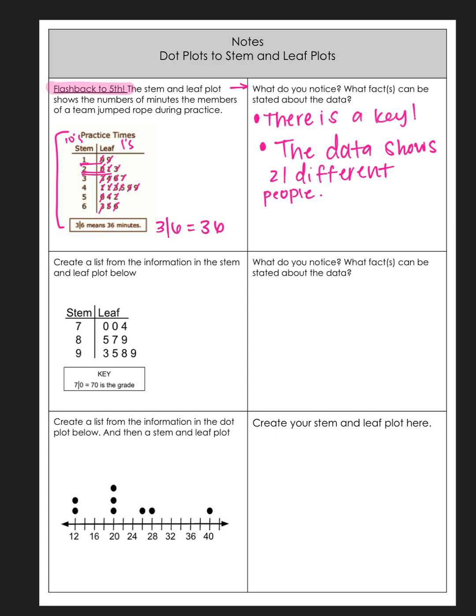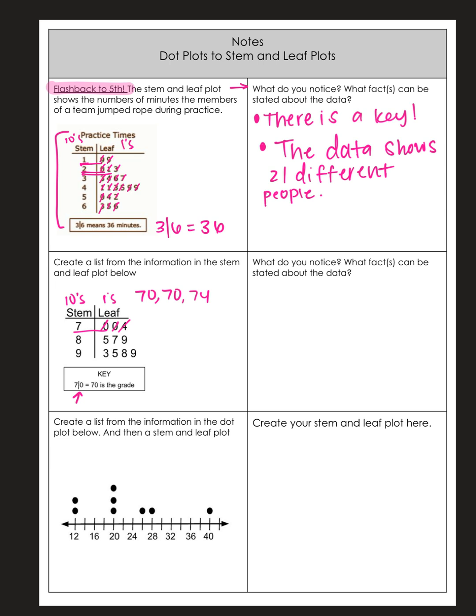Okay, let's move on to the next one. This one says to create a list from the information in the stem and leaf plot below. Looking at the key where it says 7/0 means 70, once again, the stem is the tens place and the leaf is the ones place. So the first one that I have is 70. But then I have another 0 repeated, so that's a second 70. I'm going to cross that off. And then the next one that I have is 74. Okay, so I'm done with the 70s.